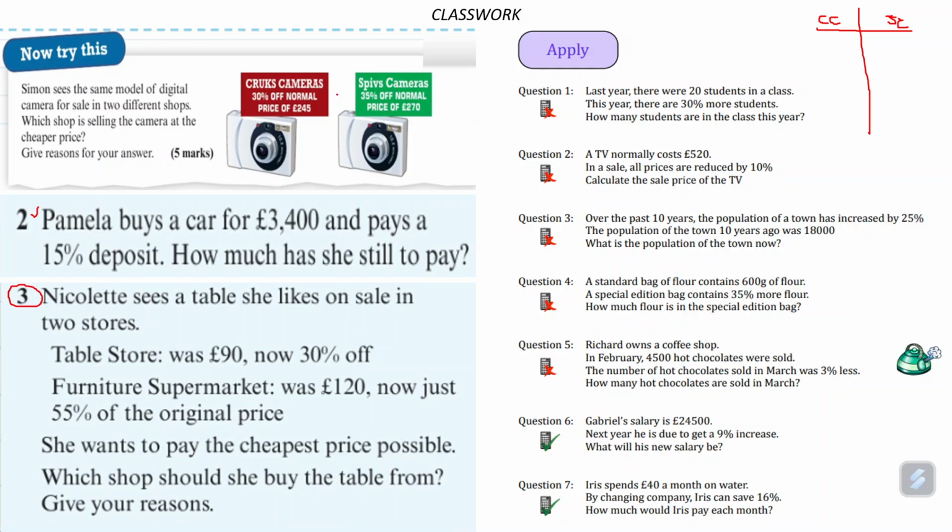So 70% is also known as 0.70. You multiply it by 245. Whatever you get, then you do the same for Space Camera. You definitely arrive at the same answer. But let's use the other route I prefer to use. So 30% of the normal price. So we get 30% times 245.